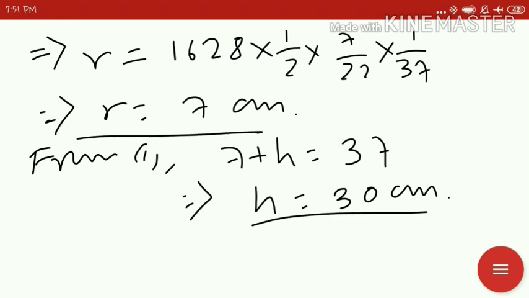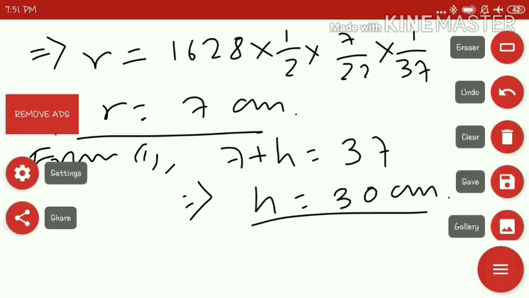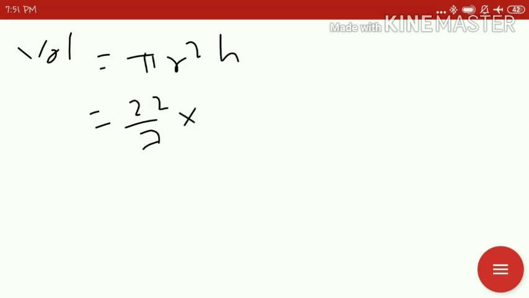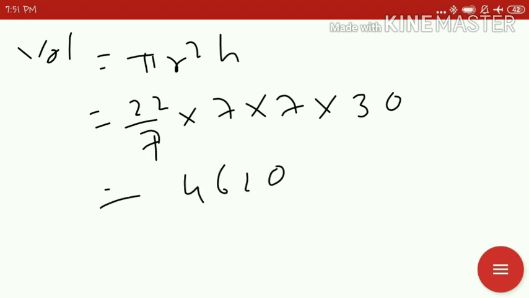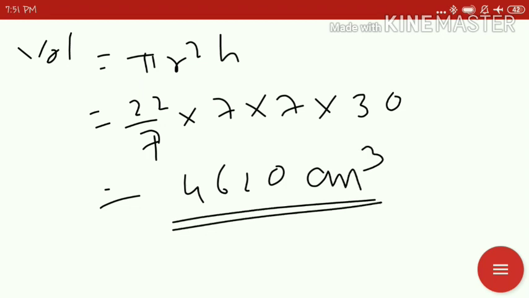By simply putting those values in the formula of the volume, you can easily find out the volume of the required cylinder. The volume equals pi r square h, 22 by 7, r square, that means 7 into 7, and height is 30. By doing the proper cancellation, you will find that the volume is 4620 centimeter cube. That is our answer, the volume of the cylinder.